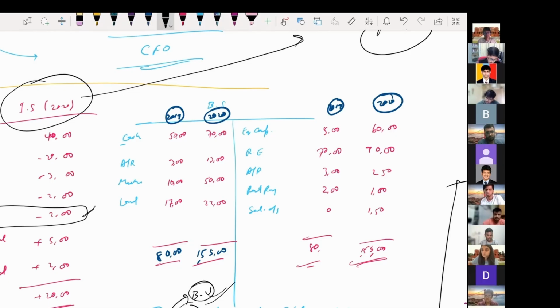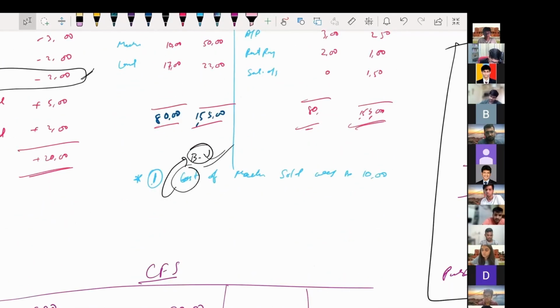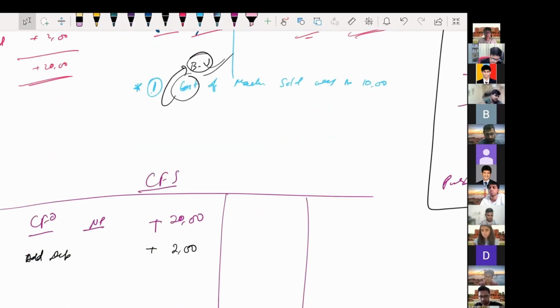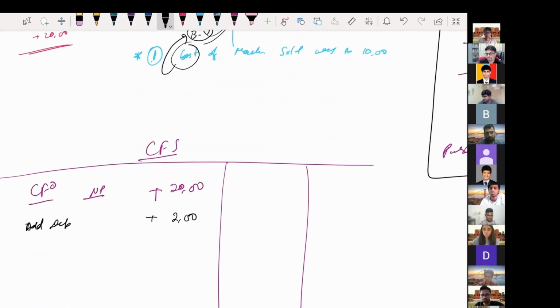So let us add back 2 lakh rupees. So I will say add depreciation 2 lakh rupees. What are we doing here? Basically, we are trying to find out adjustments under heading A, B, and C. That's what we are trying to find out here. So this one is adjustment under heading A. So add depreciation. I have written add depreciation.